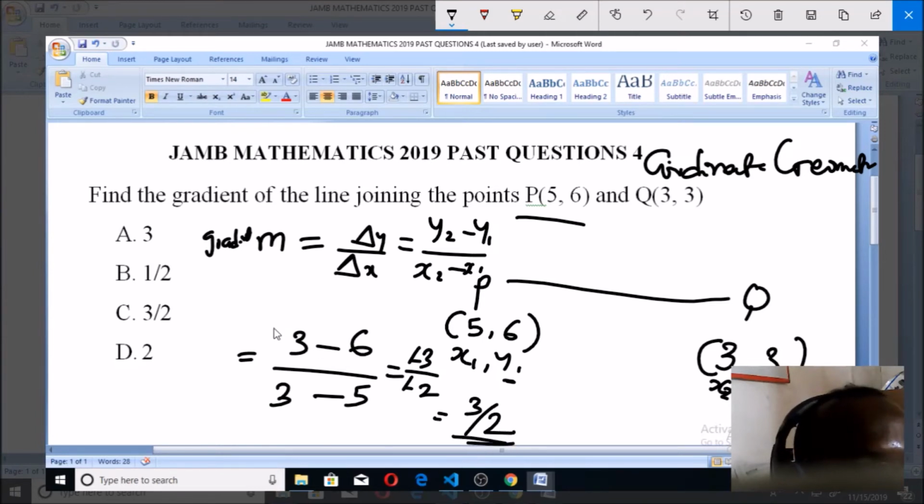So that is the answer, and it's very clear here. Option C, 3 over 2. So the formula is very simple: change in y over change in x, and this is how you represent moving from point P to point Q.